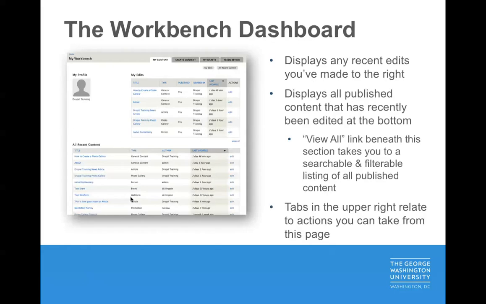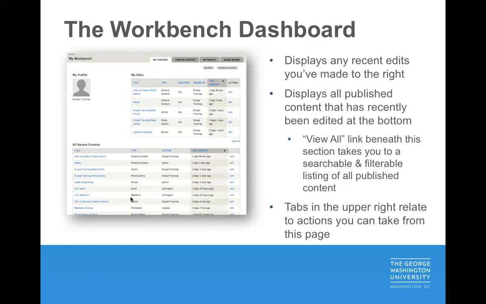And then the Workbench dashboard, this is just the dashboard that you'll see when you log in. It gives you a quick snapshot of any editorial activity on the site. Up in the upper right corner where you see My Edits, those are edits that have been made by you under your account. And then down at the bottom where it says All Recent Content, those are edits that have been published to the front end by anybody with editorial access to the website.